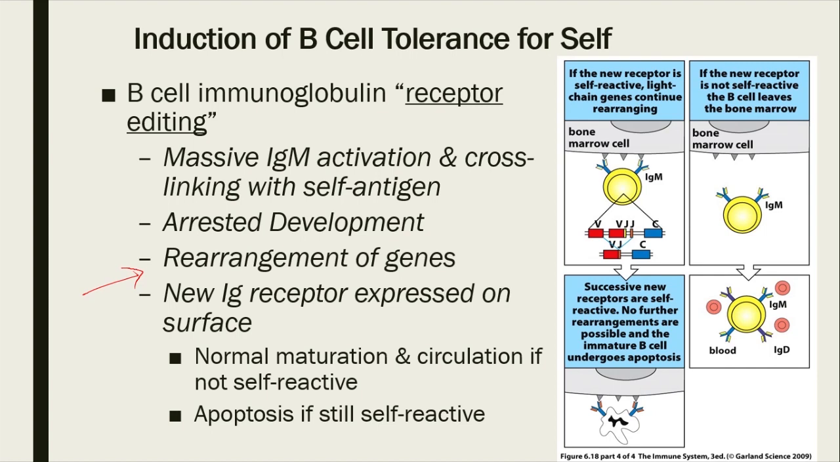And after this new generation, they're going to go through the presentation again. Now, if it passes, meaning they're not self-reacting, it will continue to develop and mature, and then leave into the circulation. Now, if after the rearrangement they're still self-reacting, it will go through apoptosis. This is beyond hope. We cannot reprogram these B cells anymore. Let it die by itself.